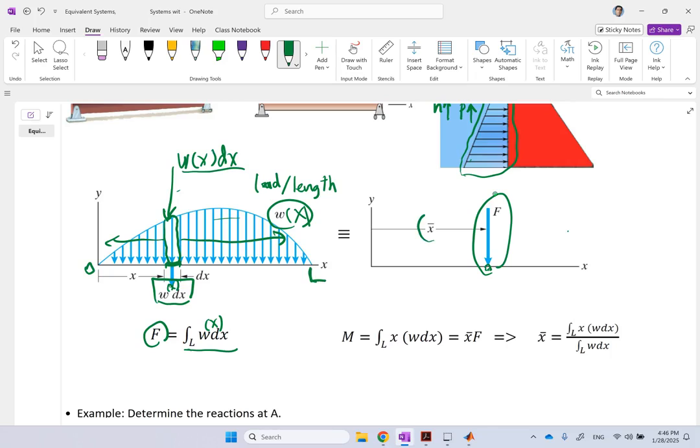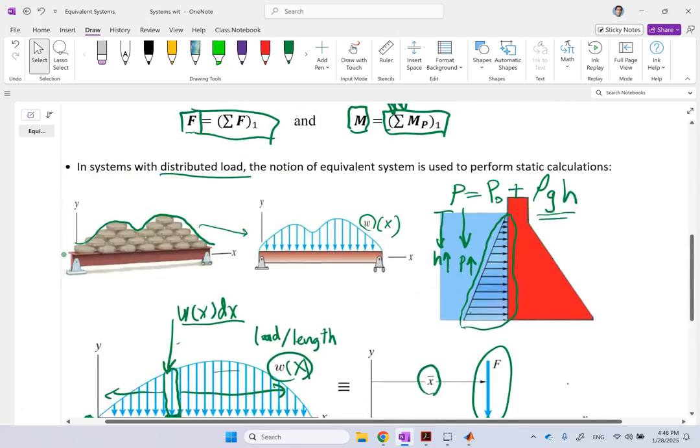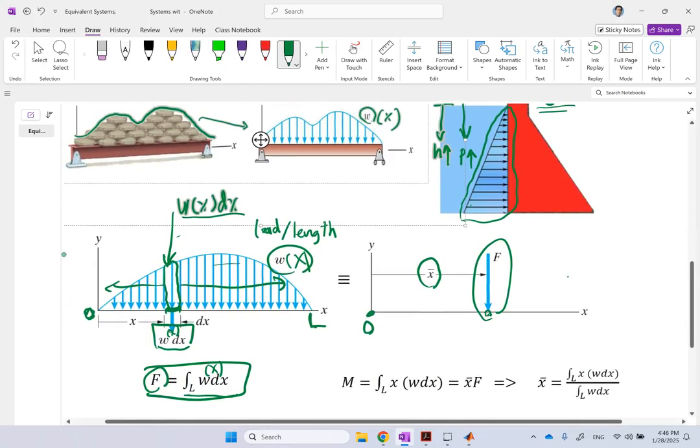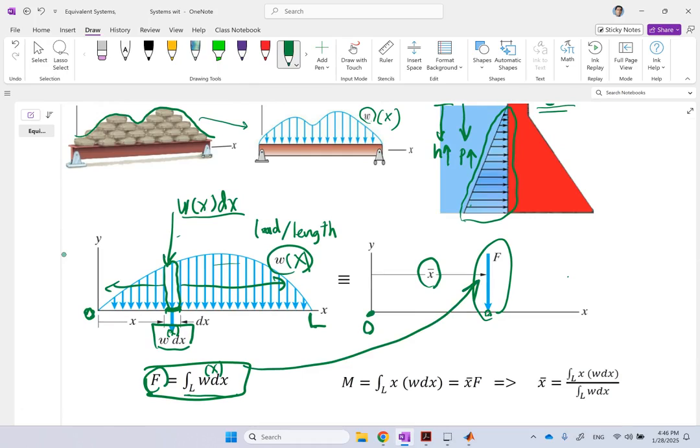So I say I put it at location x bar such that the moment that this equivalent force is creating about the origin is the same as the moment that all of this distributed load is creating about the origin. If I say these two are equivalent, then my second condition is valid. Remember, so far I satisfied the first condition: this equivalent big force, which is this much here, in terms of the sum of the forces in the y direction, is equivalent to the distributed load. Now we have to make the moment equal about any arbitrary point. Which point is good? I pick the origin in this case because that's simpler.